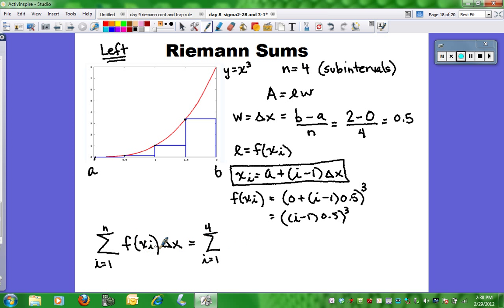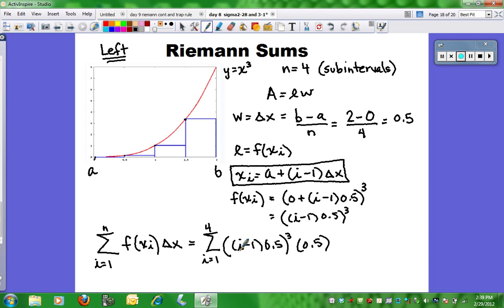f of x sub i, we know, is right here for this particular case. So we are going to have i minus 1 times 0.5, quantity cubed, times delta x, which in this particular case is 0.5. So this value will give me the length of each of my rectangles doing a left endpoint sum, and this will be multiplied by the width. You don't believe me? Let's try it.